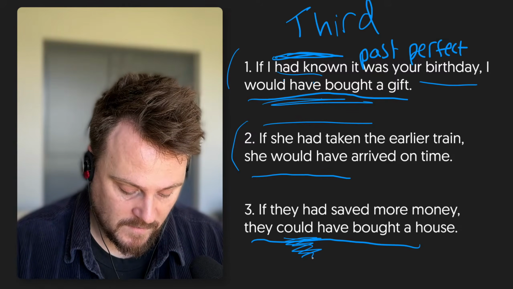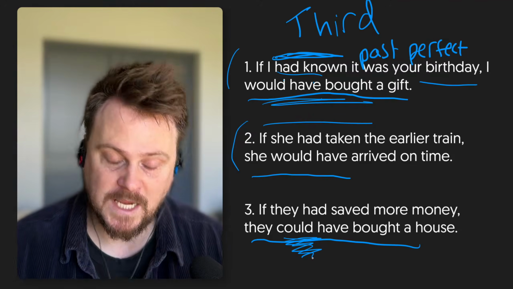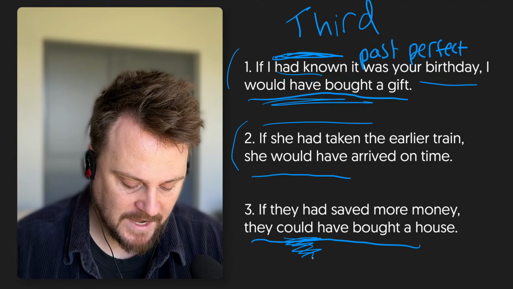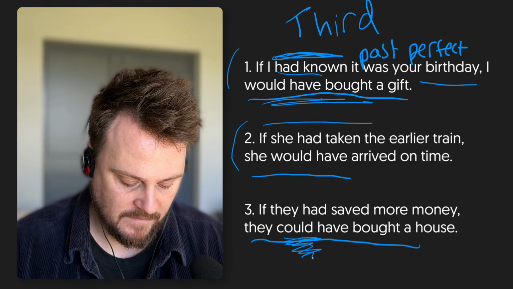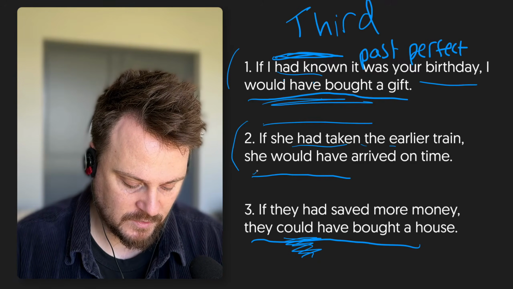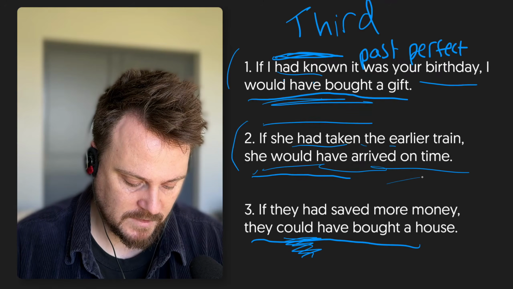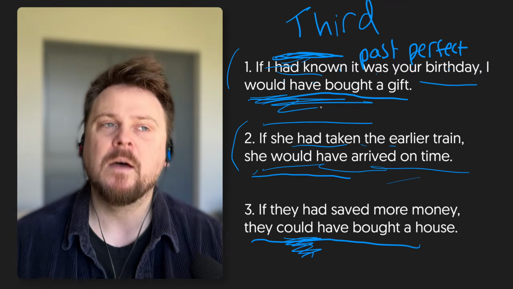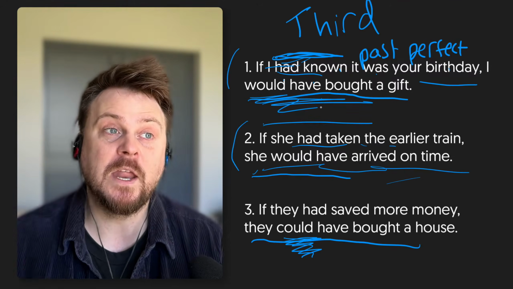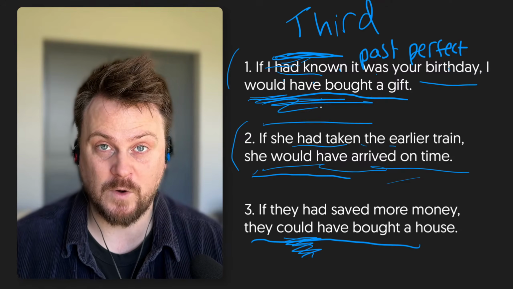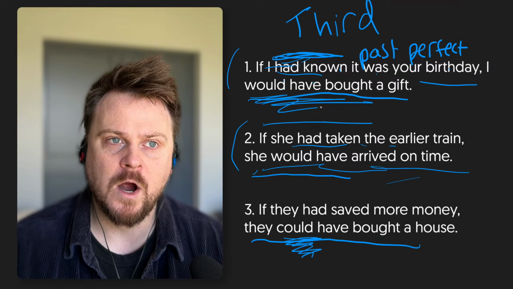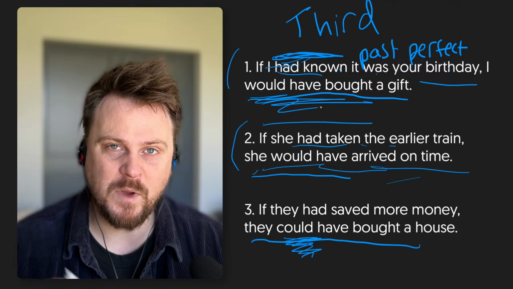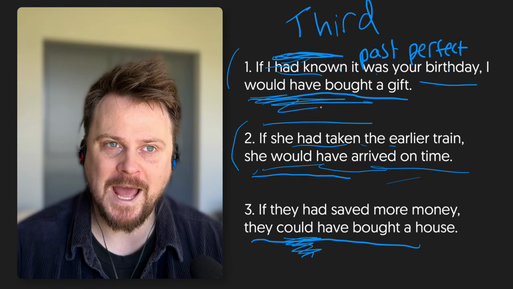Now, you can flip all of these around and do the same thing. So, if they hadn't saved more money, they wouldn't have bought a new house. If she hadn't taken the earlier train, she wouldn't have arrived on time. If I hadn't known it was your birthday, I wouldn't have bought a gift. Now, it may be weird to say those things, but I'm just saying you can do that for all of these. You can make them negatives to explore maybe how you would be now if something hadn't happened.